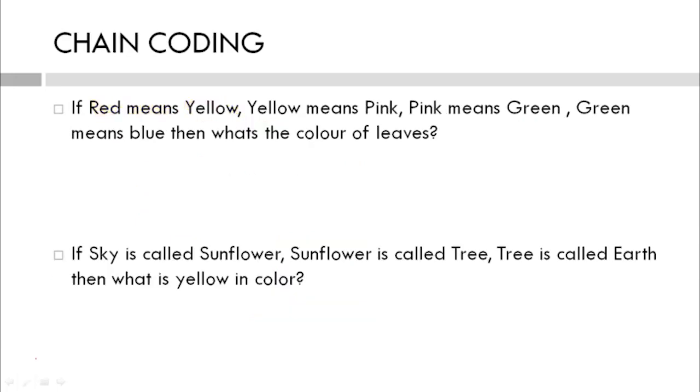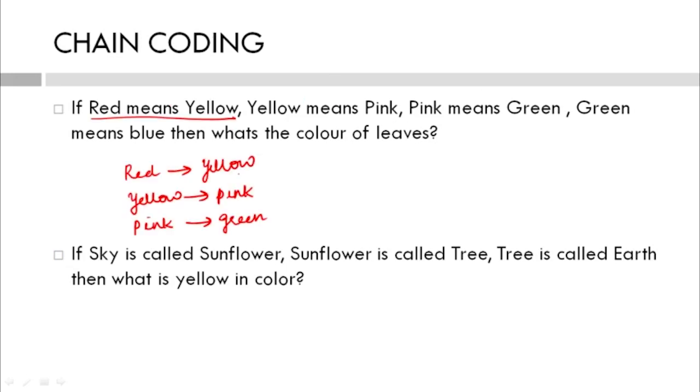Let's look at the next type of coding questions, that is chain coding. Let's look at the first question. If red means yellow, yellow means pink, pink means green, green means blue, then what's the color of the leaves? Yellow is called as red. That's what it means. When I say red means yellow, what I am referring to is yellow is called as red. That is, when I say red, I am actually referring to yellow.